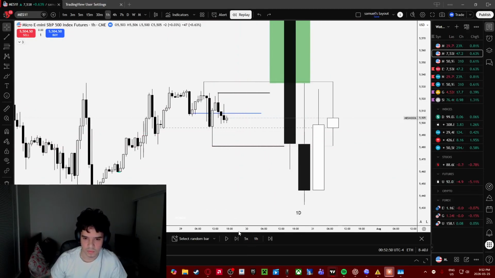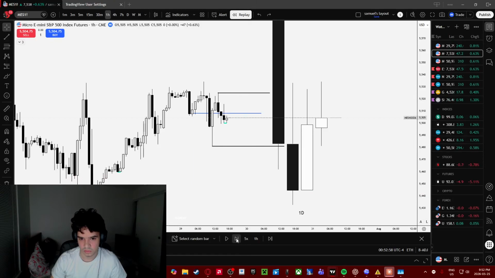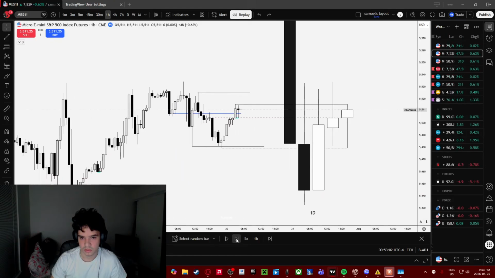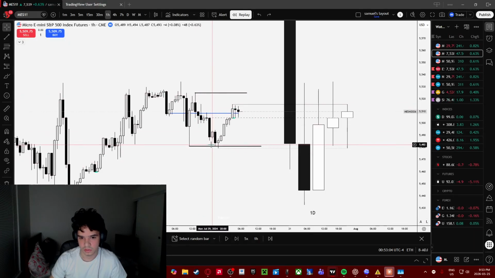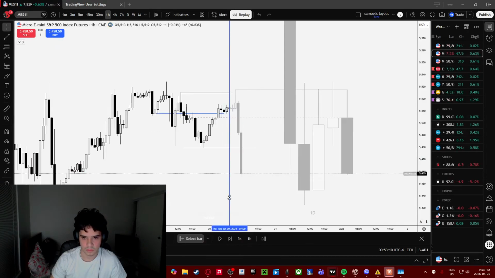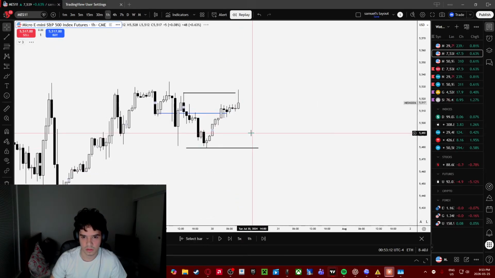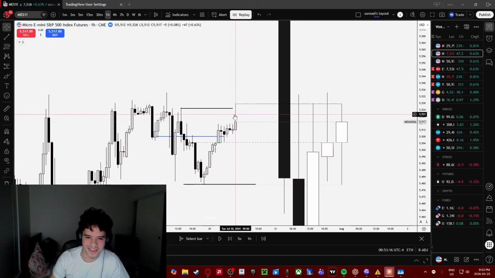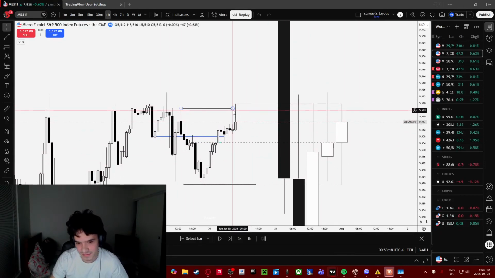Okay, so let's frame this. This is on side. You have to wait for the next candle to open high, sweep this and trade it lower. What does it do? Let's see. Trades lower. Okay, creates another range. Goes right here.